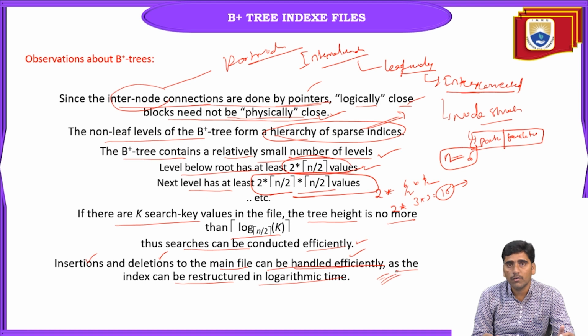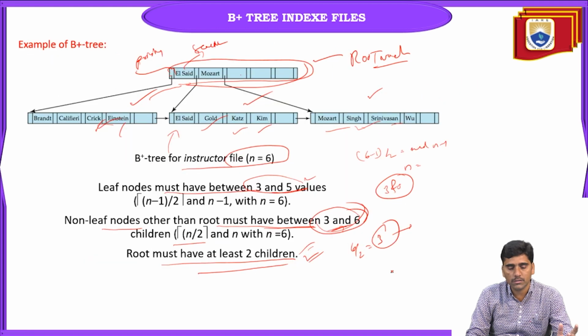So these are the observations from the B plus tree, because it has root nodes, internal nodes, and leaf nodes. So this is all about the observations of the B plus tree. Once again, we revise the topics which we discussed in this session.